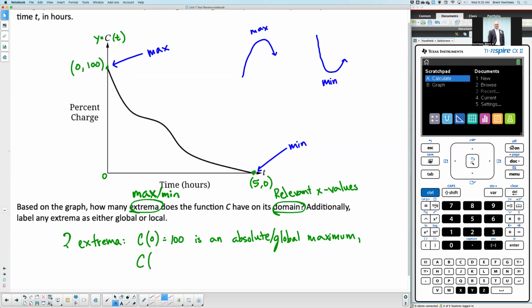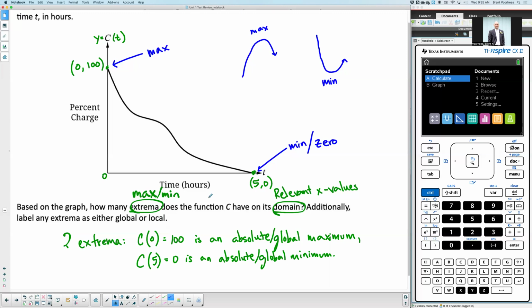C of 5 is a, would you call that an absolute or a relative? Absolute. And so absolute, which again, they could use the word global as well. Global minimum. That's how you would write that. What's another name for this point? Not only is it a minimum, what else is it? If it hits the t-axis in this case, a zero. We could call this a zero as well.